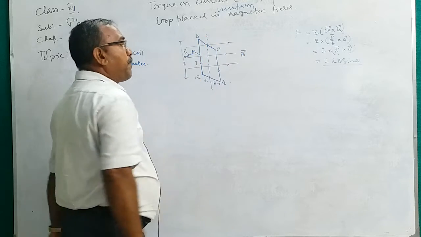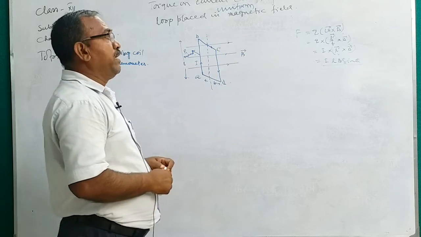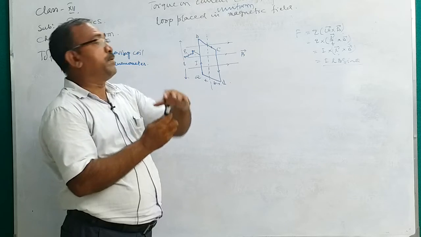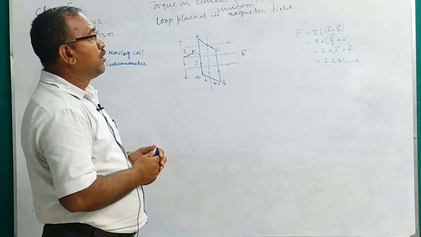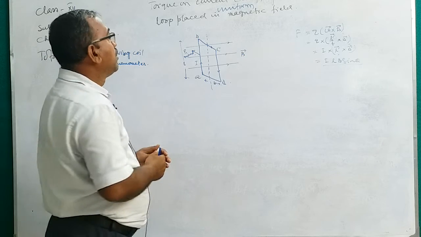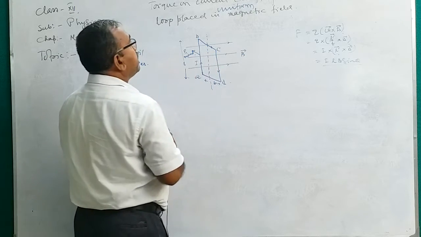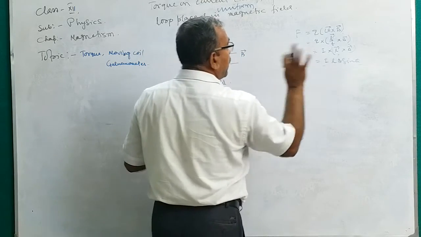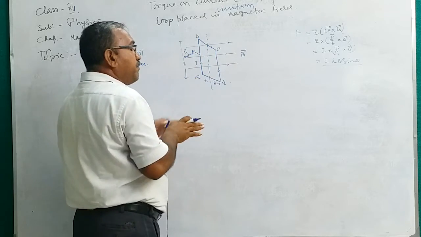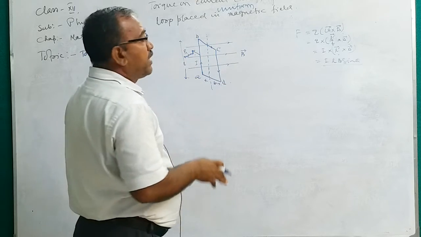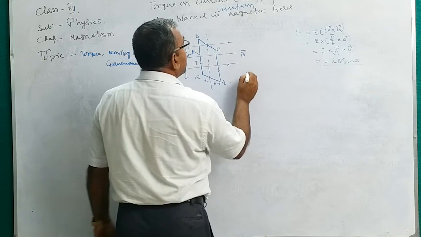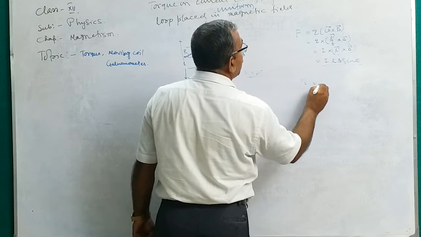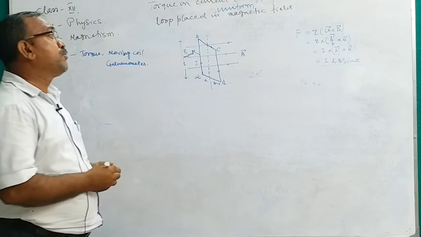Further, BC is perpendicular to the magnetic field. This direction is the magnetic field, BC is here, so BC is perpendicular to it. Again, side AB is perpendicular to it, so sin 90 equals 1. Next, BC is along the direction of the magnetic field, so theta equals 0, and due to this F2 equals 0. F1 equals this, F2 equals 0.